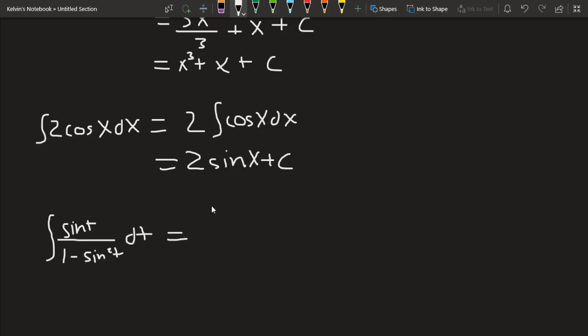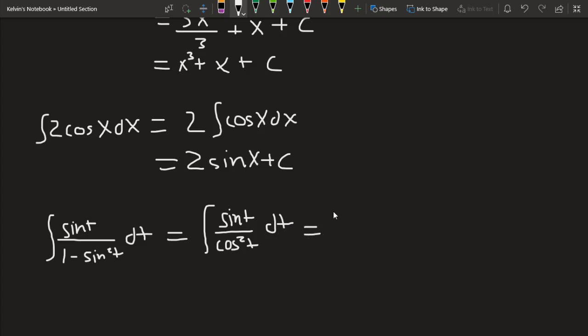So the first thing to note here is that 1 minus sine squared of t, according to the trigonometric identities, and if you haven't memorized those yet, I suggest you memorize them because they're used a lot in calculus, is equal to cosine squared t. So we can rewrite this as sine of t over cosine squared of t with respect to t.